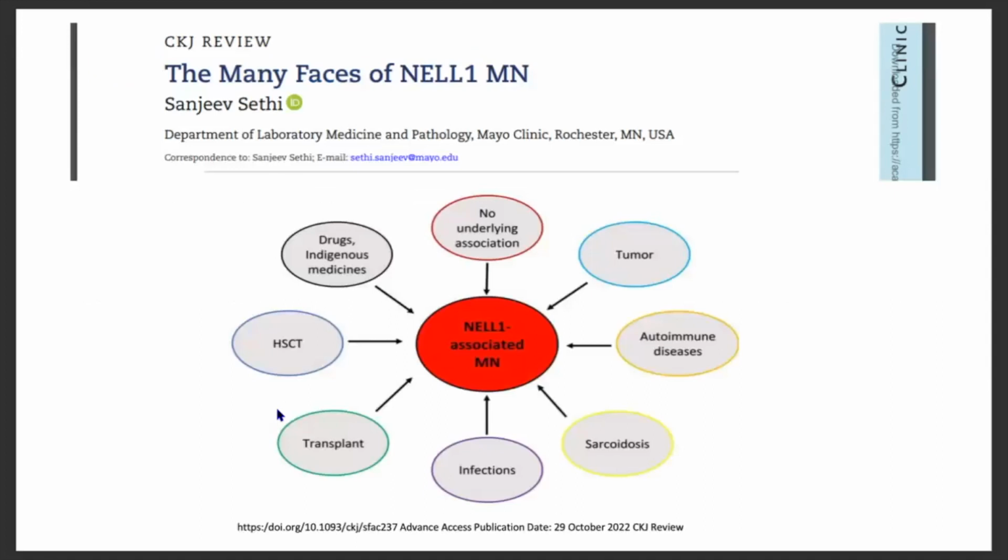So this is exactly what I was describing, the many faces. NELL1-associated membranous GN could be a part of a malignancy. It could have an autoimmune etiology. There are cases described with sarcoidosis, infections, even post-transplant. I personally have seen a couple of cases of post-transplant NELL1-associated membranous GN, some cases after hematopoietic stem cell transplantation, drugs, indigenous medicine, and you name it and you have it. So NELL1 is probably the most prevalent amongst all these spectrums.